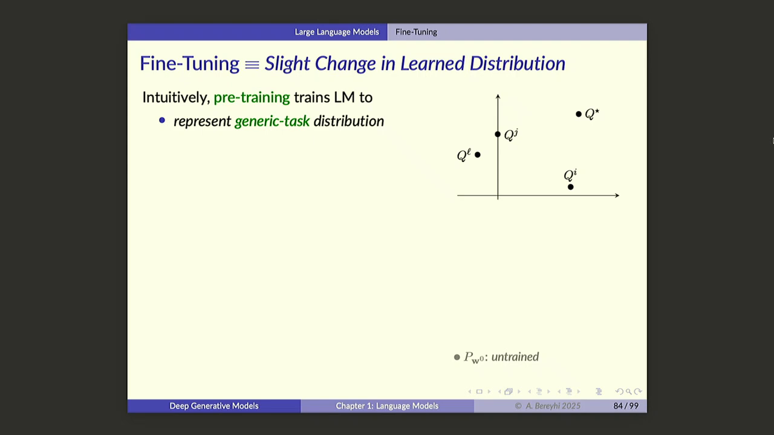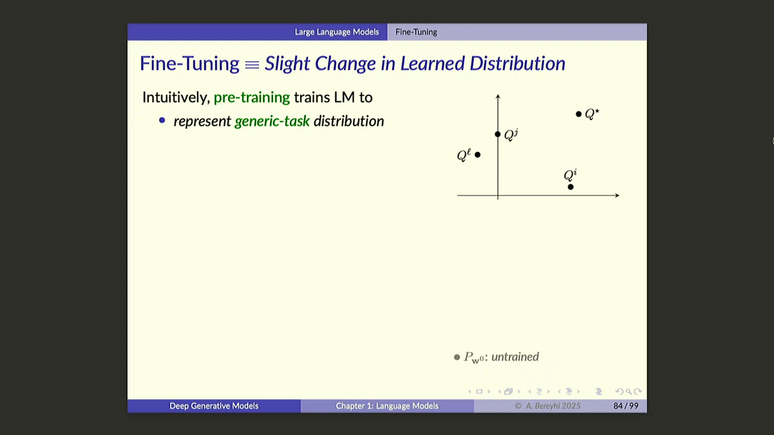So what does it mean? What do I have here? You see this distribution here, and this is a space. By that space, I don't really mean a two-dimensional space. I mean a huge-dimensional space. Every single one of those Q's is a distribution.